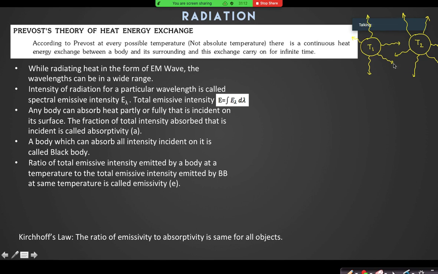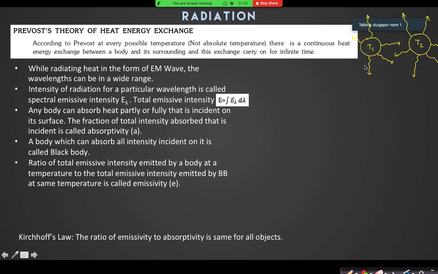Then how does the temperature of the body change to attain thermal equilibrium? It is not only that it will radiate, it will also absorb some amount of the energy that is incident on it. So if the rate of absorption is more than the rate of emission, its temperature will rise gradually, and if the rate of absorption is less, the temperature will fall gradually, and if they are the same, it is in steady state.